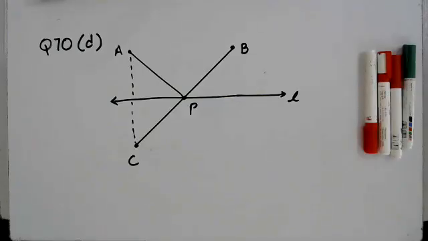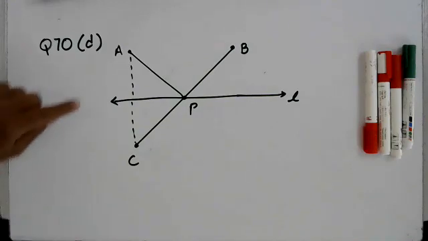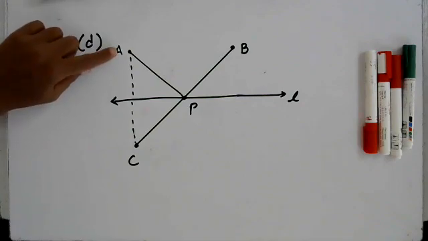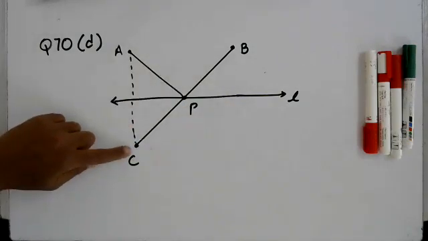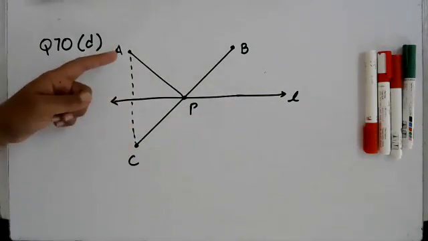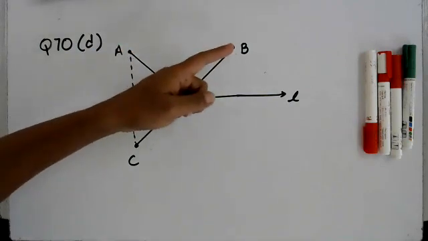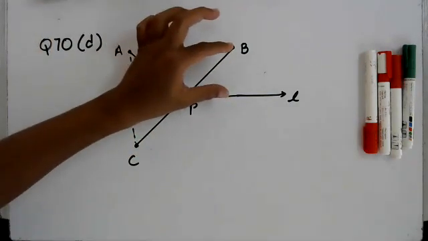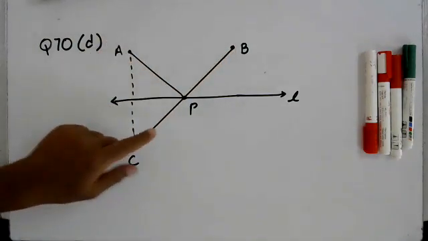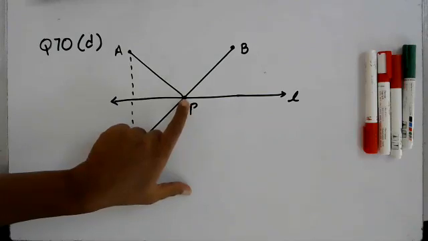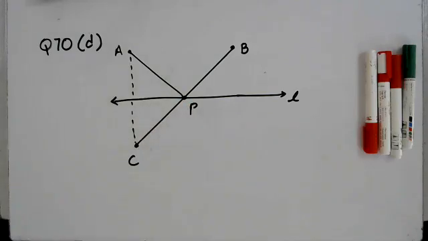We are discussing question 70 in symmetry and practical geometry, part D. The question is something like this. There is a point A which is reflected about the line L, so it makes point C over here. So C is the reflection of A. There is another point B which has equal distance from the line. And when you connect B to C, the midpoint is point P. So this is the problem.